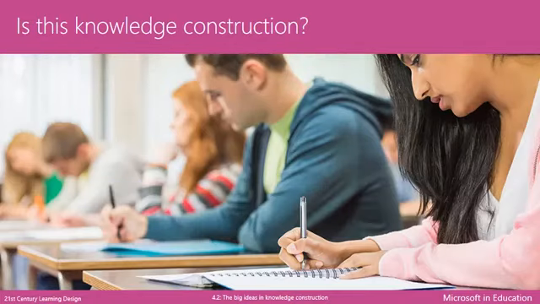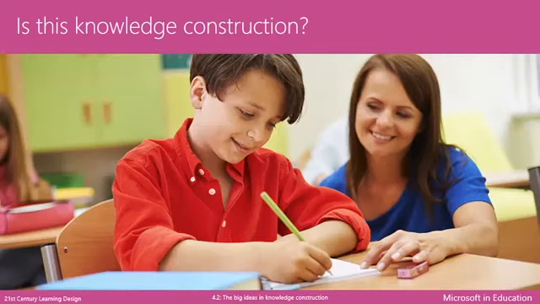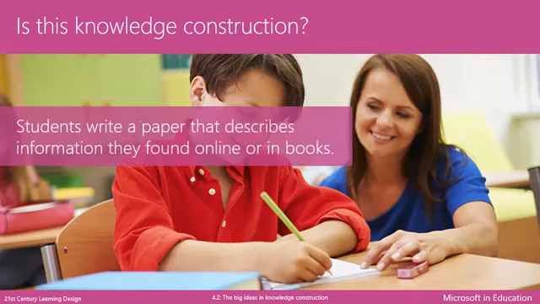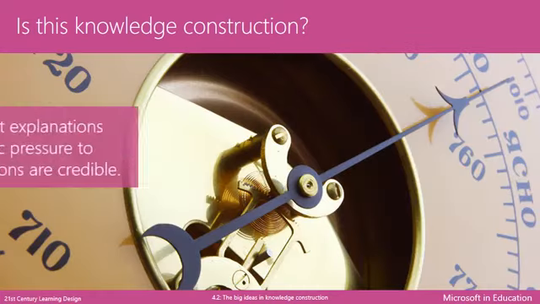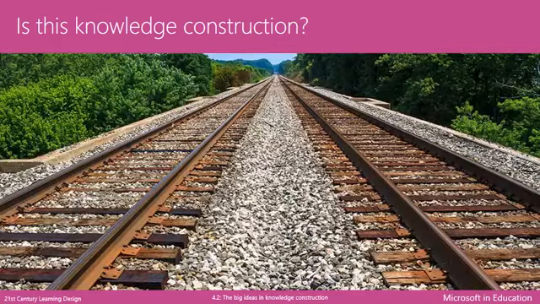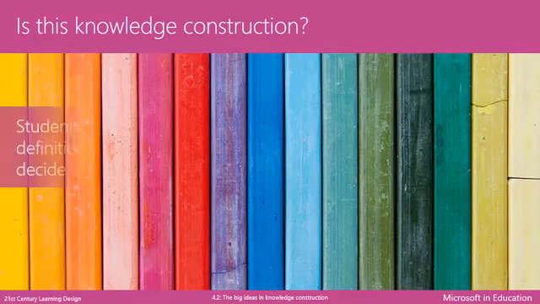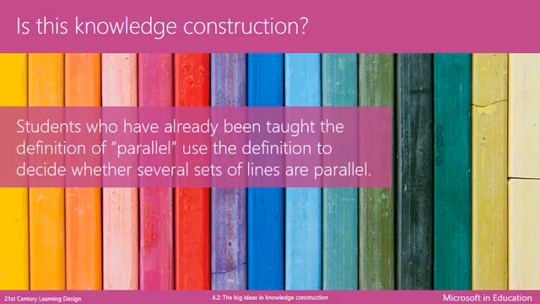Is there knowledge construction when students write a paper that compares and contrasts information from multiple sources? Is there knowledge construction when students write a paper that describes information they found online or in books? Is there knowledge construction when students compare different explanations for changes in atmospheric pressure to determine which explanations are credible? Is there knowledge construction when students who have not learned about parallel lines examine several different pairs of lines to try to develop a definition of parallel? Is there knowledge construction when students who have already been taught the definition of parallel use the definition to decide whether several sets of lines are parallel?